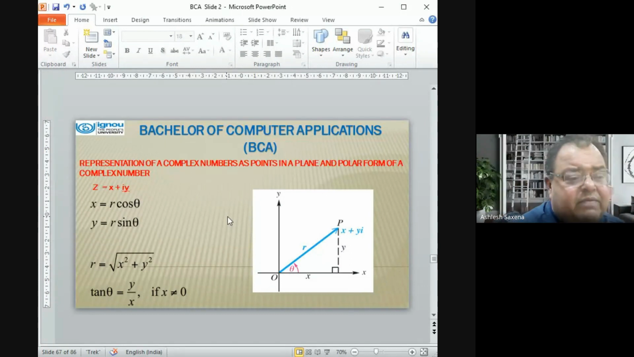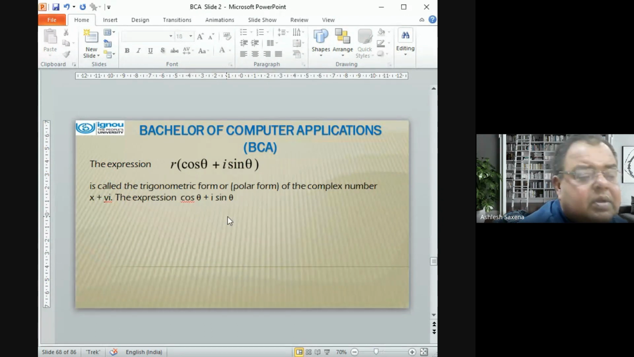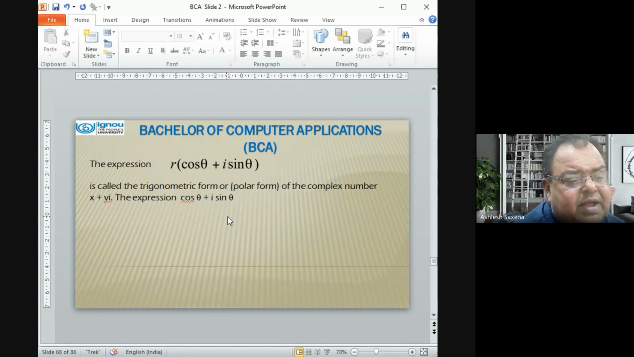And when we divide these two equations, r sin theta by r cos theta is equal to y by x. So we get tan theta is equal to y by x. We have to remember that x is not equal to 0. This expression, r into cos theta plus i sin theta, is called the trigonometric form or polar form of the complex number x plus iy.